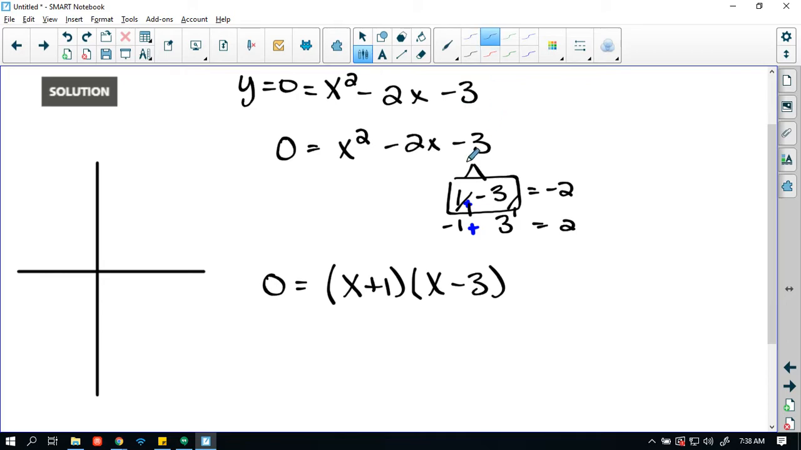So now we have to think, okay, so what value of x will make this statement true? So I'm going to set this equal to 0, solve for x, and I get x is equal to negative 1. Okay, looking at this right here, I'm going to set this equal to 0, and I will get x is equal to 3.